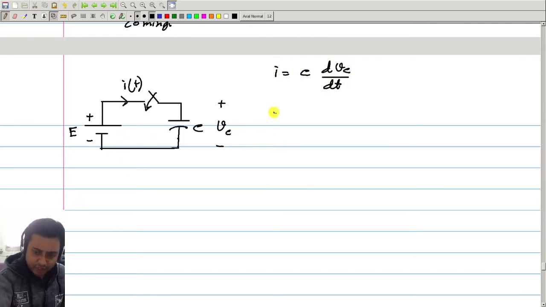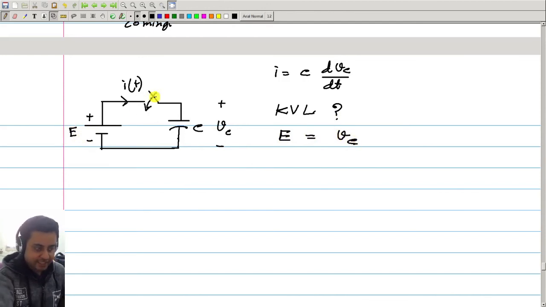But now I am in a problem. How do I write KVL? Because if I want to write KVL, I have to write E equal to Vc, and there is no other voltage drop. But E is not equal to Vc, not always. It is getting charged gradually. Although it will happen instantaneously, theoretically in no time, still it is not true. So even KVL is not true.